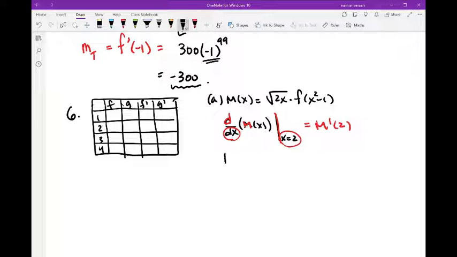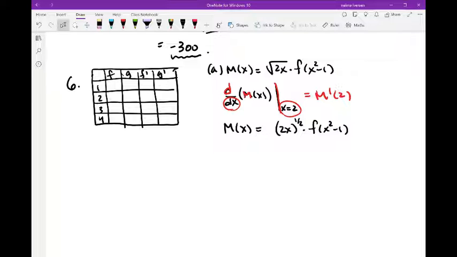So before I find m prime of 2, I'm going to rewrite this with powers. So I've got (2x) to the power of 1/2 times f of x squared minus 1. And this is all about chain rule and product rule.